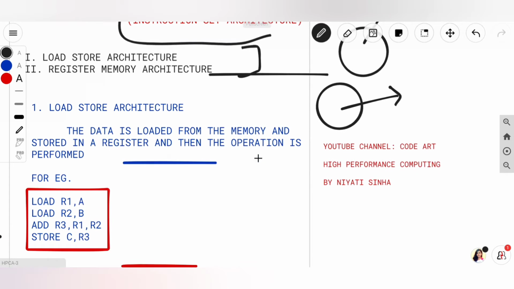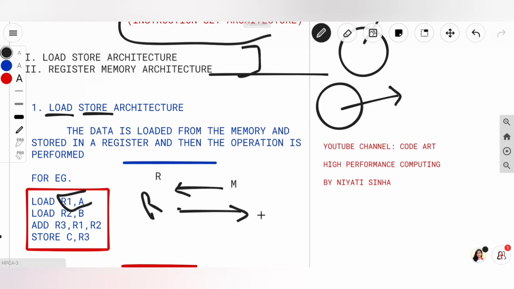So moving on, this is the load store architecture. As the name suggests, we'll have to load and then we'll have to store. So we'll be loading the data from the memory to the register first, and then we'll be storing the data into the memory from the register after the job is done. Here this one is the register, and this is the memory.